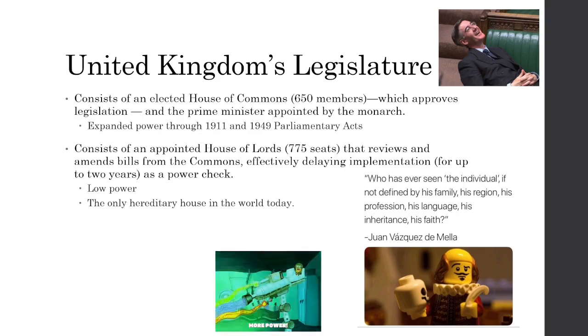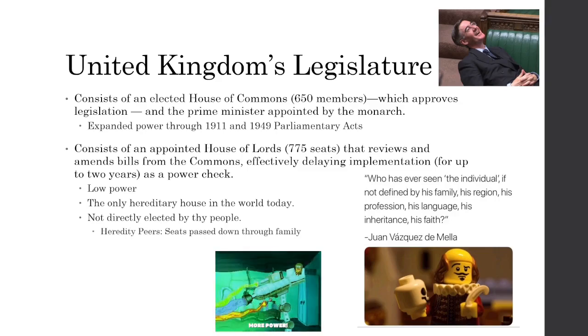It's also the only hereditary house in the world today. Now, what does this mean, a hereditary house? It means some of the seats are inherited. It's not directly elected by the people, unlike the House of Commons. So the hereditary peers' seats are passed down through family, so they're inherited.